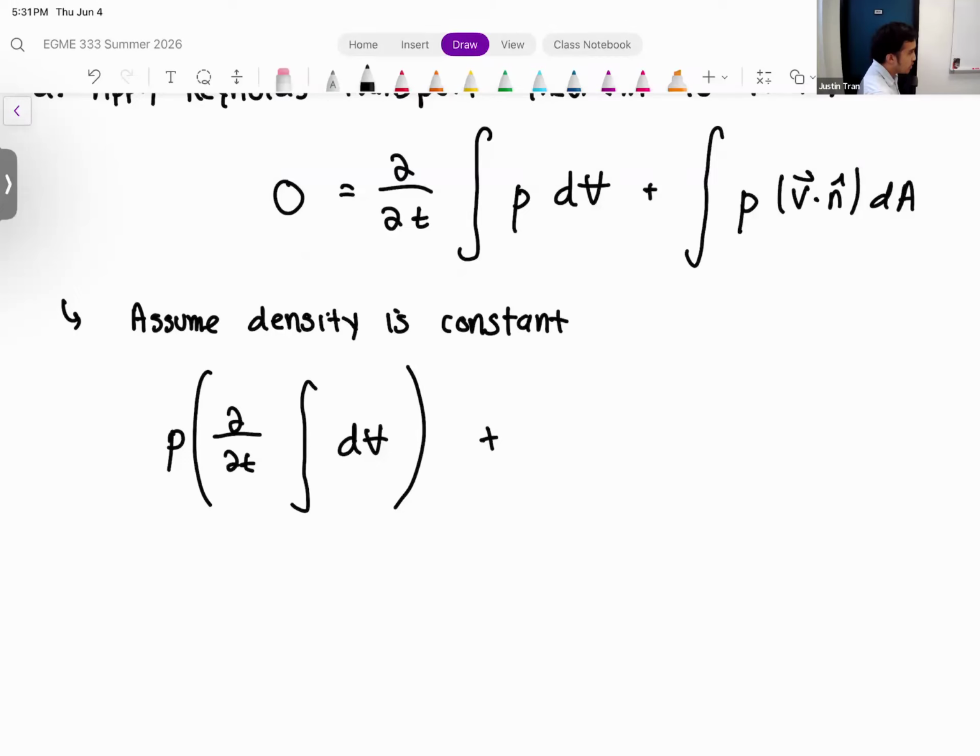So remember, whenever you have a constant, you can pull it out of the integral. You can pull it out of the derivative as well, because a constant doesn't change within the integral. It doesn't change within the derivative either.